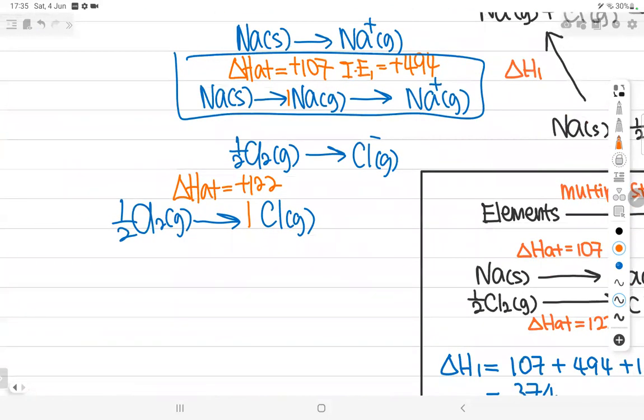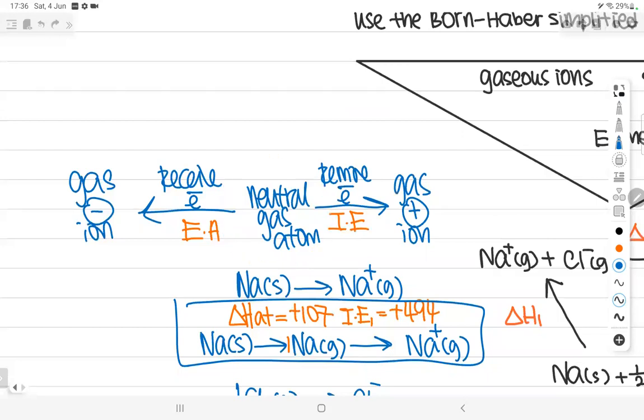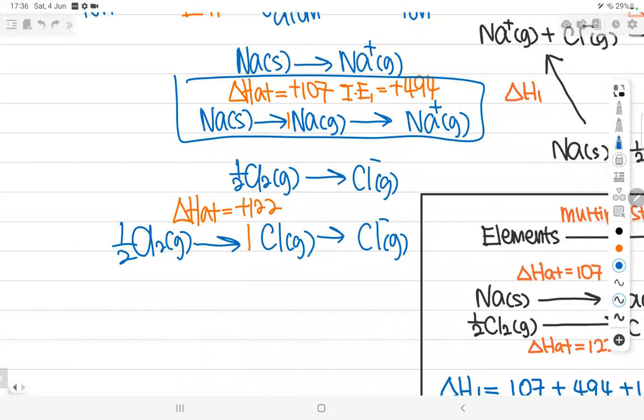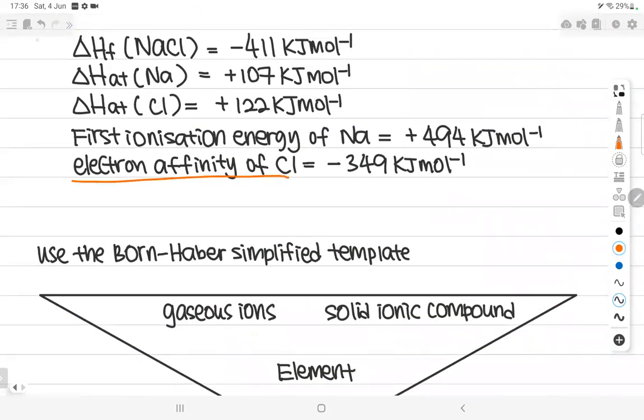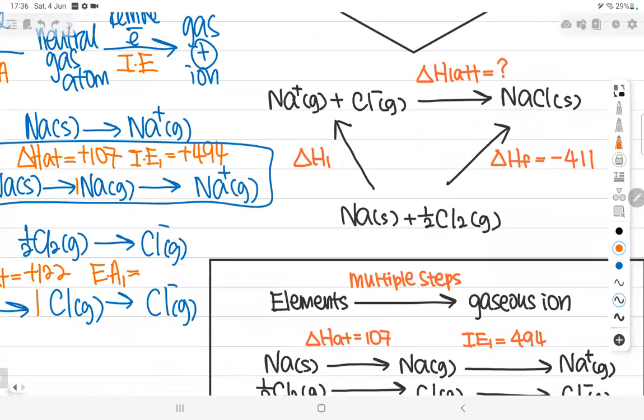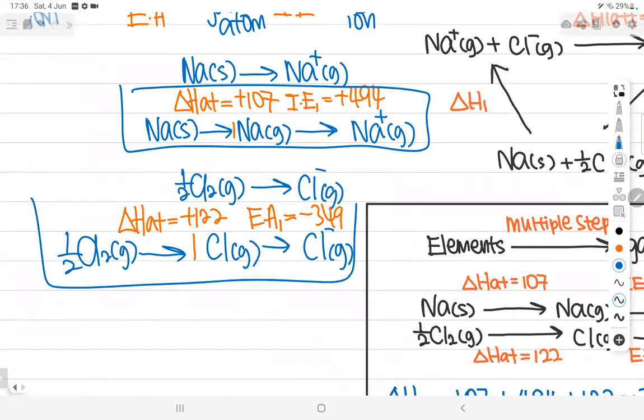Then only we change the chlorine gas atom to become chloride gas ion. To change a neutral gas atom to become a negative ion, what should be done? We need to receive an electron, that is electron affinity. Since the charge is -1, it's electron affinity number 1. What is the first electron affinity? It is given. Electron affinity of chlorine is -349. With that being said, we are done with the chlorine. Let me know, so far, so good?